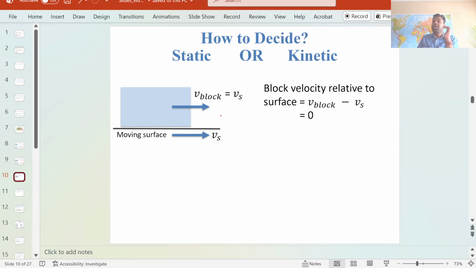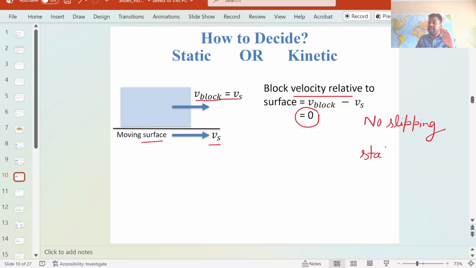One more example: if the block is moving with the same velocity as the surface, V block equal to Vs, then the relative velocity between the block and the surface is zero. That means there is no slipping, and if there is no slipping, then the friction cannot be kinetic. It will be static.